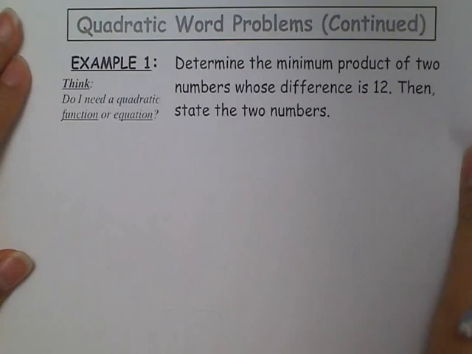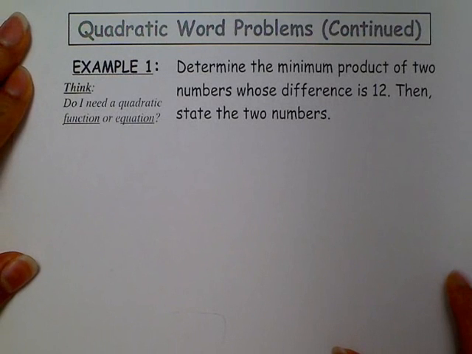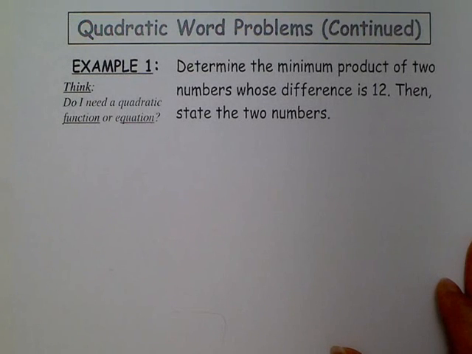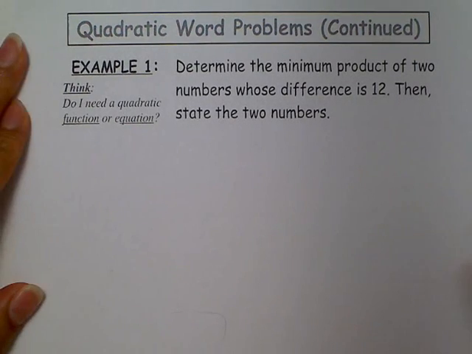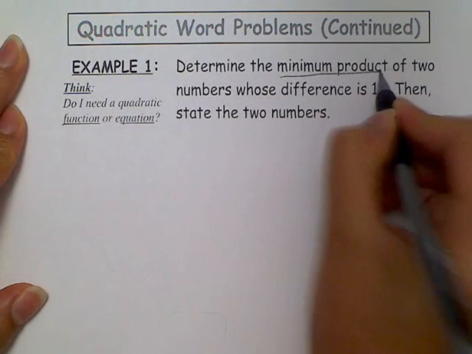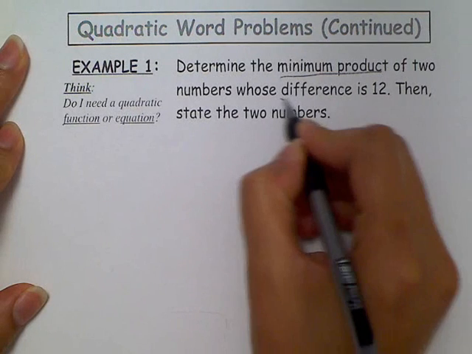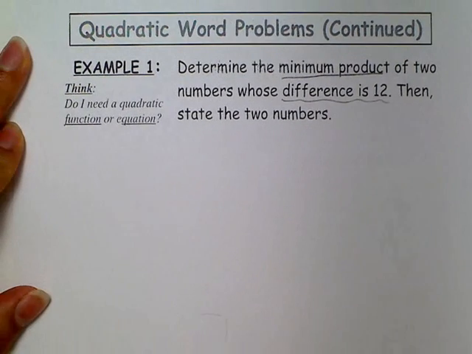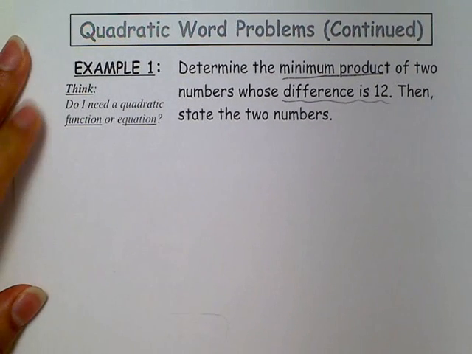So here's our first example. It says determine the minimum product of two numbers whose difference is 12, then state the two numbers. So I'm going to read that again. Determine the minimum product of two numbers whose difference is 12, and then state the two numbers.